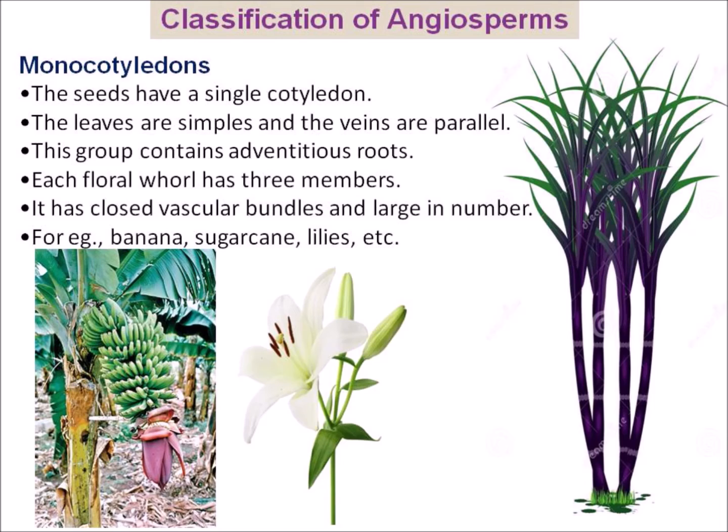In monocotyledons, the seeds have a single cotyledon. The leaves are simple and the veins are parallel. The group contains adventitious roots. Each floral whorl has 3 members. It has closed vascular bundles, large in number. Examples: banana, sugarcane, lilies, etc.